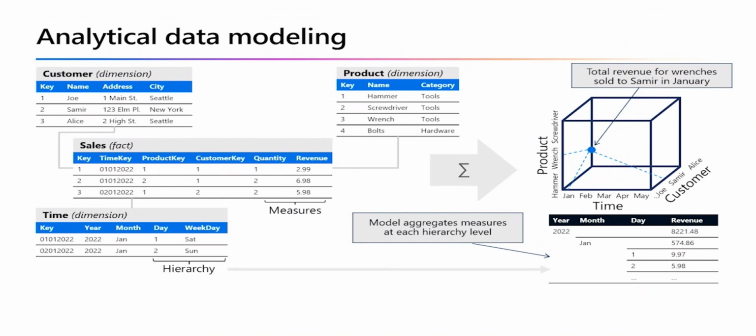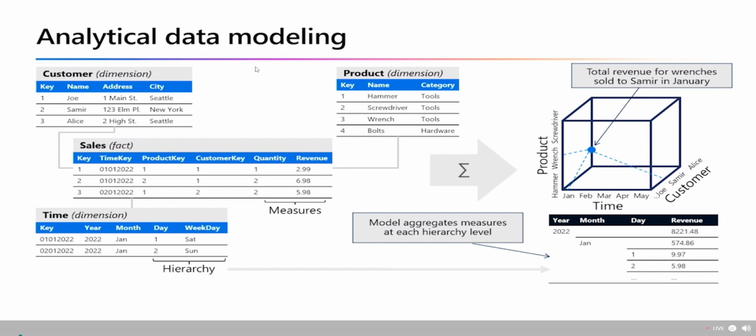Finally, in the timetable, you can form a hierarchy of year, month, and day. The model can be built with pre-aggregated values for each level of hierarchy, enabling you to quickly change the scope of your analysis. For example, by viewing total sales by year and then drilling down to see a more detailed breakdown of total sales by month.